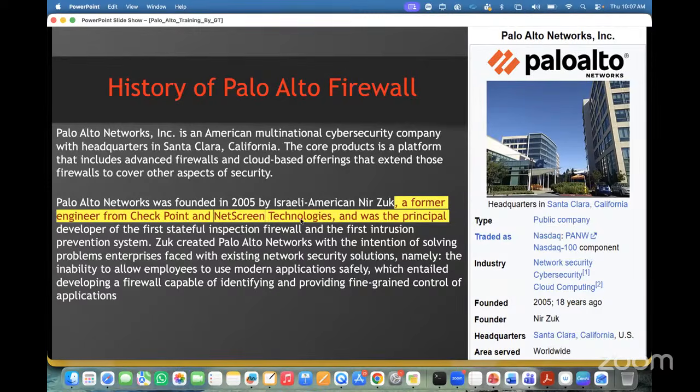So earlier, when Palo Alto was founded, the founder was Nir Zuk. He was an earlier co-founder of the Checkpoint firewall. It might be surprising, but yes, he was one of the co-founders of Checkpoint, and he left the company and then built Palo Alto from scratch. He also worked on the NetScreen technology. So basically, he had very good exposure before building the Palo Alto firewall, and now it has become one of the giants in the market in terms of firewall technology.